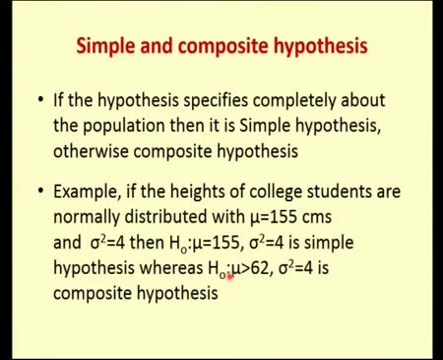Whereas, if my null hypothesis is greater than 155, then we call that a composite hypothesis. That means any number greater than 155, we call that the composite hypothesis. Next, we will discuss the one-tailed and two-tailed test.